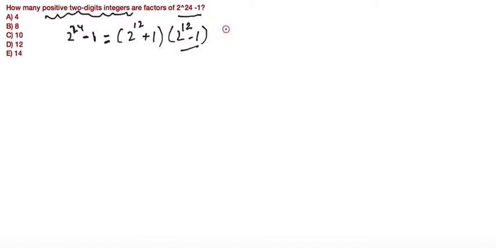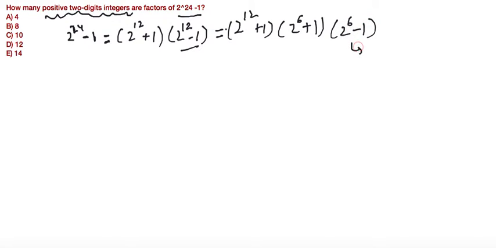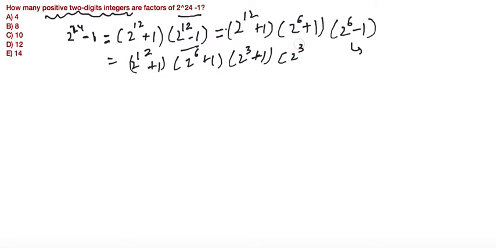So the first expression is as is. The second one can be broken down as 2 to the power 6 plus 1 multiplied by 2 to the power 6 minus 1, right? And the last expression can again be further simplified on similar lines. So I can write the entire expression as 2 to the power 12 plus 1 multiplied by 2 to the power 6 plus 1 multiplied by 2 to the power 3 plus 1 this time, and multiplied by 2 to the power 3 minus 1. Now if you look at the last three factors of this number, these three are pretty easy in calculation and we can literally jot them down straight away.